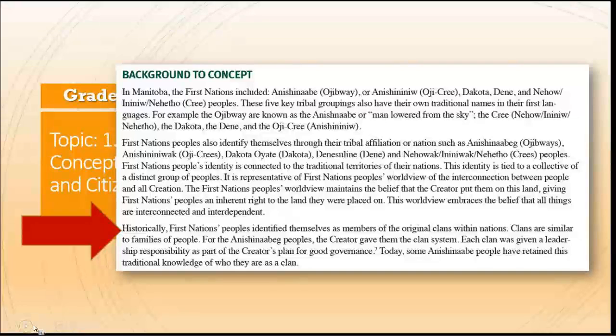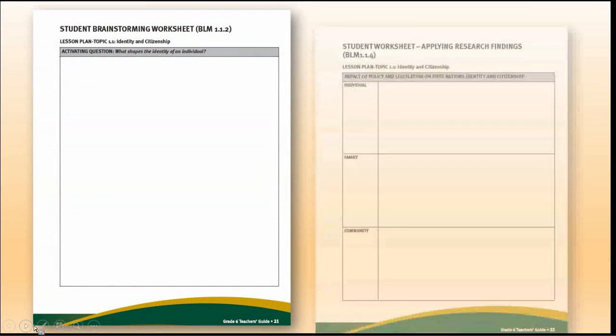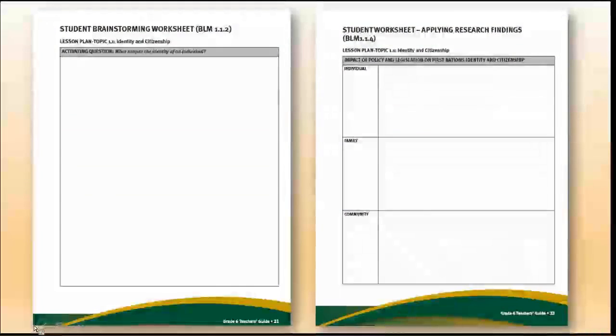I just want to draw you to one piece of it because it aligns succinctly with what we're discussing today. Historically, First Nations peoples identified themselves as members of the original clans within nations. Clans are similar to families of people. For the Anishinaabe peoples, the Creator gave them the clan system. Each clan was given a leadership responsibility as part of the Creator's plan for good governance. Today, some Anishinaabe people have retained this traditional knowledge of who they are.